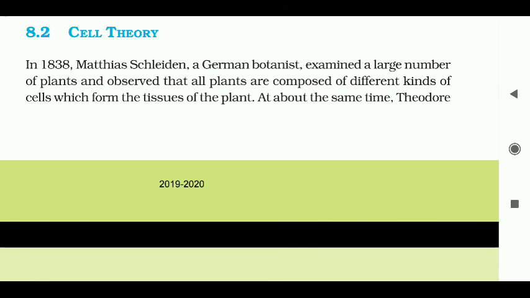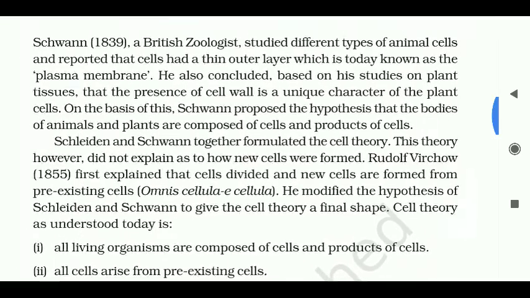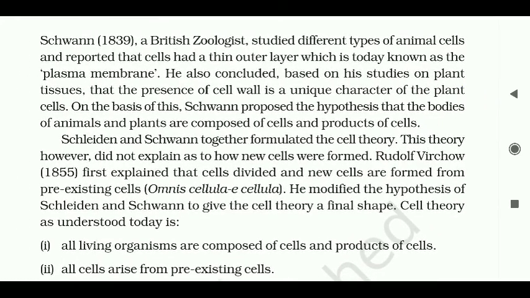all plants are composed of different kinds of cells which form the tissues of the plants. At about the same time, Theodor Schwann, in 1839, a British zoologist, studied different types of animal cells and reported that cells had a thin outer layer which is today known as the plasma membrane. He also concluded, based on his studies on plant tissues, that the presence of the cell wall is a unique character of the plant cells. On the basis of this, Schwann proposed the hypothesis that the bodies of animals and plants are composed of cells and products of cells. Schleiden and Schwann together formulated the cell theory.